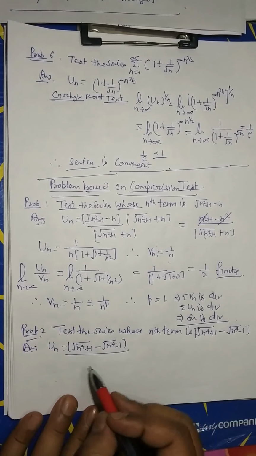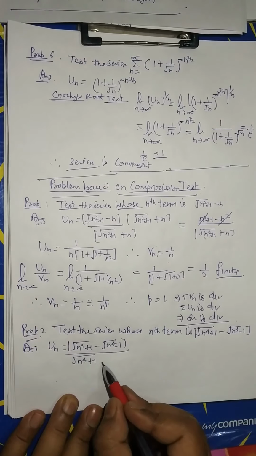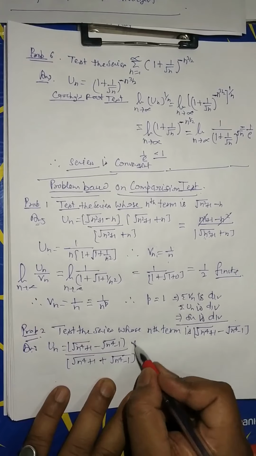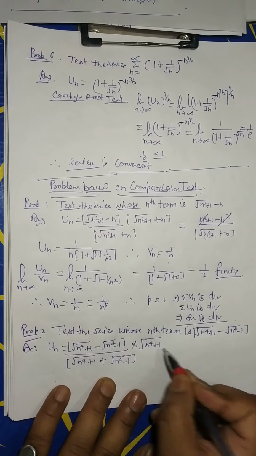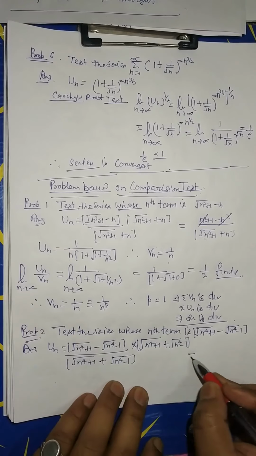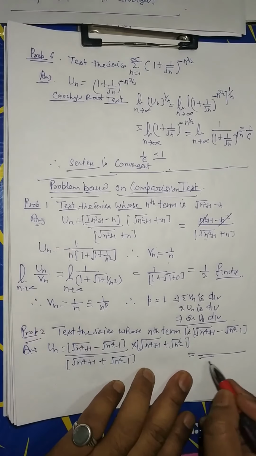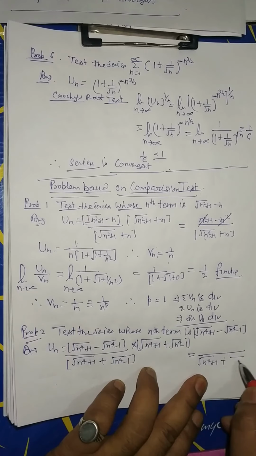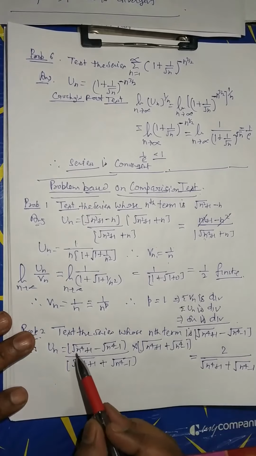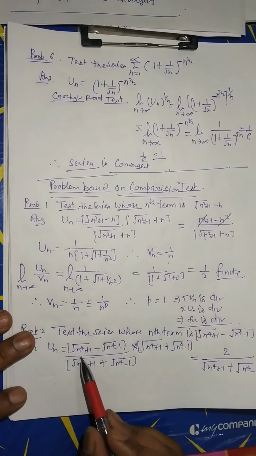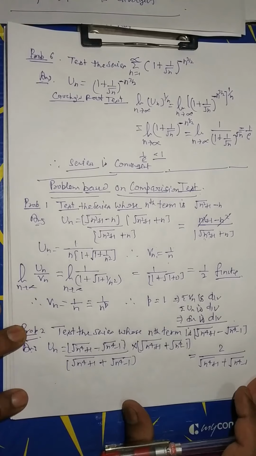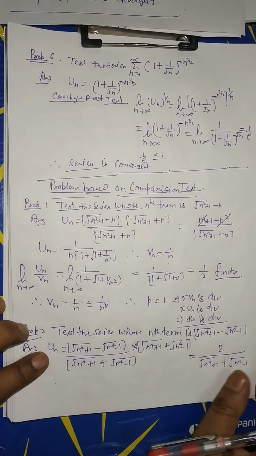now divide and multiply by under root n to the power 4 plus 1 plus under root n to the power 4 minus 1. Now we get, in this case, square minus square. Now n to the power 4 cancels with n to the power 4, and 1 plus 1 is equal to 2. This is the un value of this series.